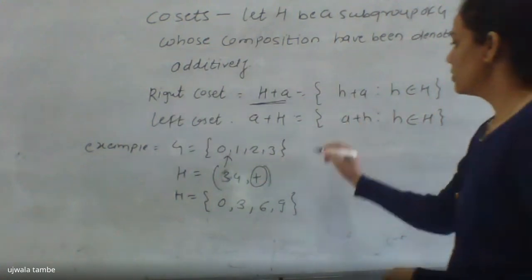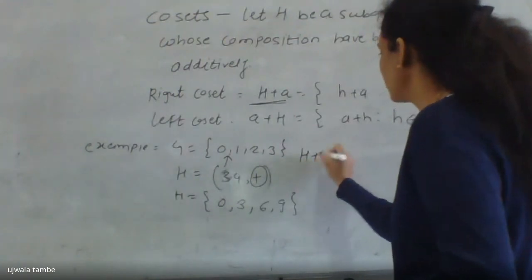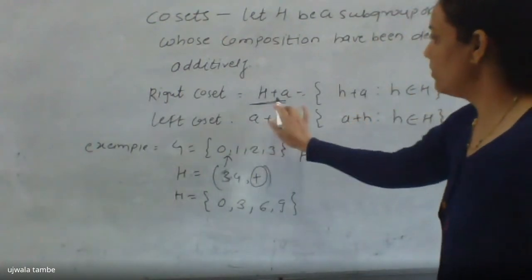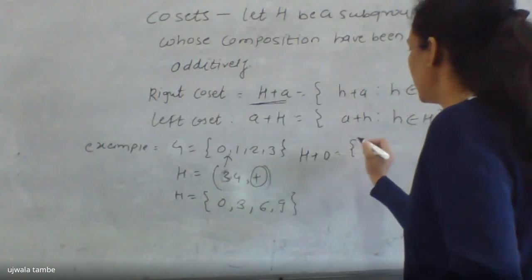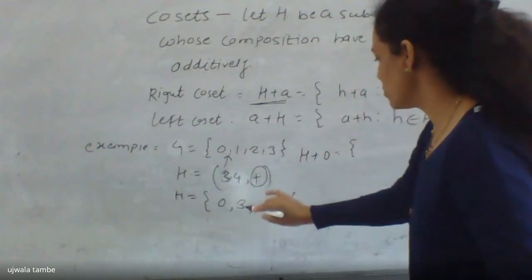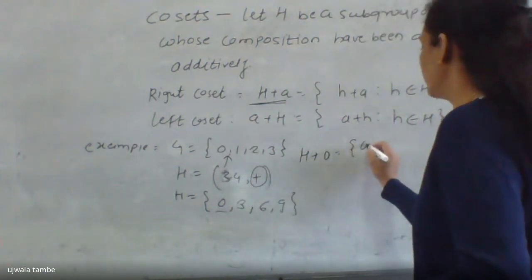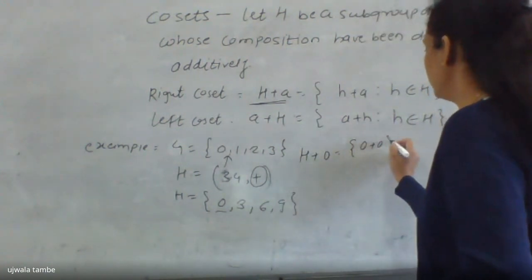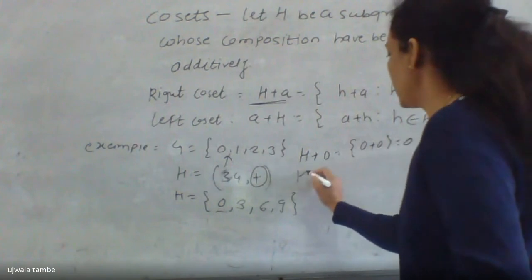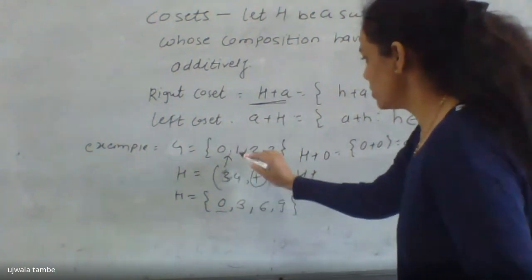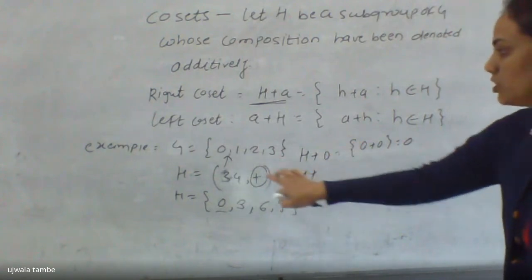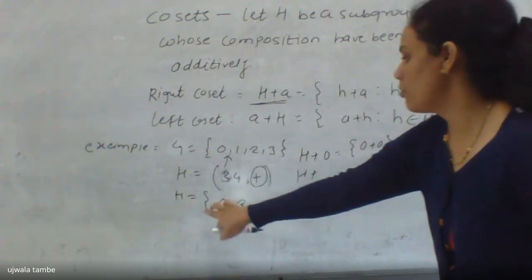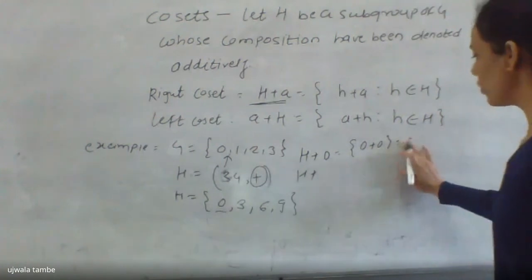So H plus a. Suppose the element a, which is an element of G, is 0. Then H, the first element, suppose 0, gives us 0 plus 0, that is 0. So we have to perform all possible operations with 0 with the help of set H.